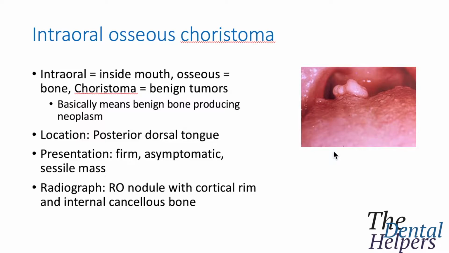If you were to push it, thinking about what it is, it's a benign bone producing neoplasia, which means that it's going to be pretty hard or firm to touch. Since it's going to be bone, it's going to be asymptomatic. It's also not going to be moving because it's just hanging out there, so it's going to be a sessile mass. Of course, since it's bone, radiographically, it's going to appear as a radio-opaque nodule, and it's going to have a cortical rim and internal cancellous bone.